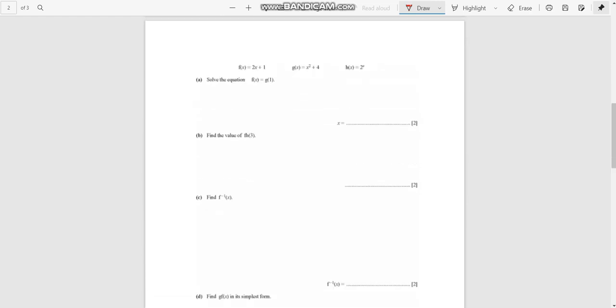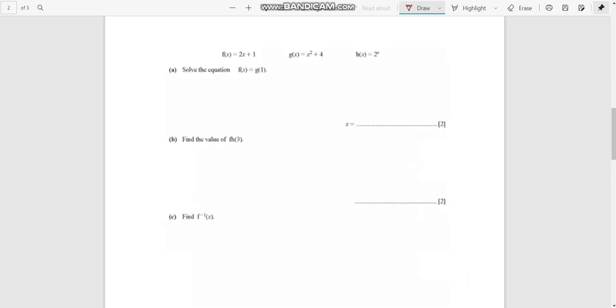So question A, solve the equation f(x) equals g(1). So I can find my g(1) first. Okay, remember how you find g(1) means I have to sub in the 1 into my function g. So I will get 1 squared plus 4. So I get the answer 5, which means my f(x), okay, the 2x plus 1, is equal to 5. So 2x equals 4, x equals 2. Very simple.